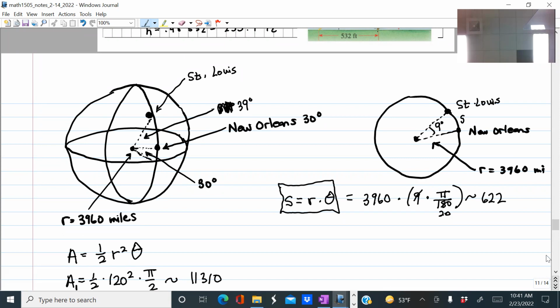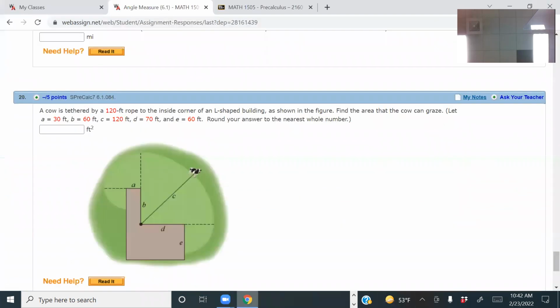All right, so that's the easy one to understand. So 11,310 is part of that total area, but it gets a little bit more complicated. Let's look at one of the regions that the cow can graze that's a little bit more complicated. What about this piece that the cow can graze from? Now, how does the cow get to that piece? What's the cow going to have to do?